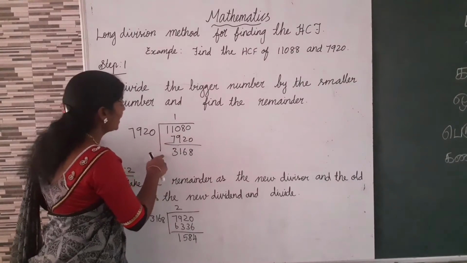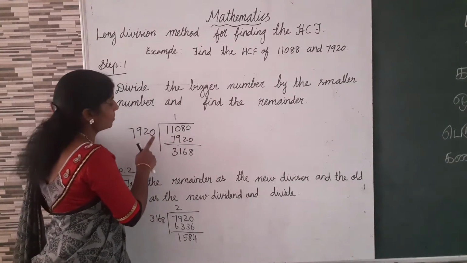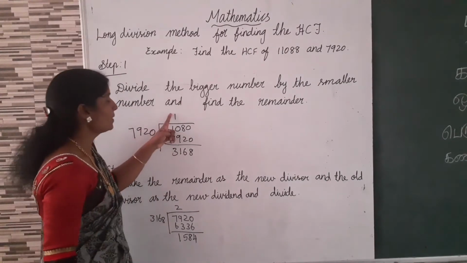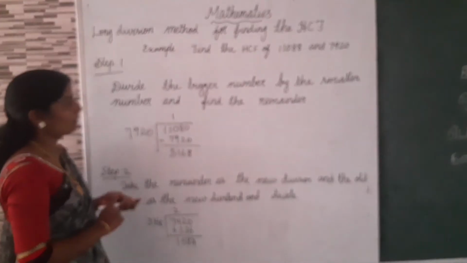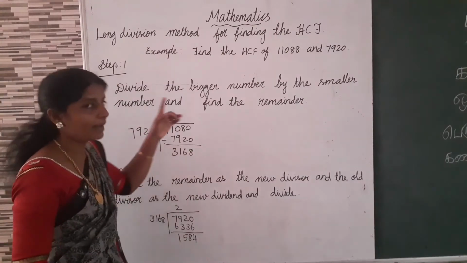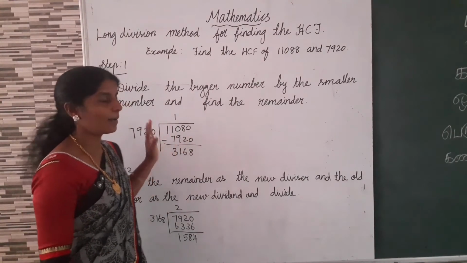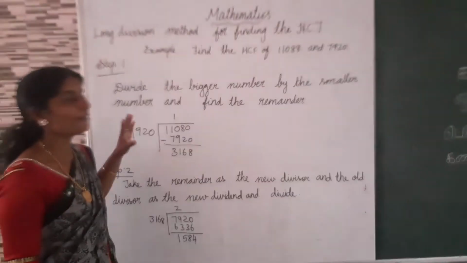11,088 divided by 7,920 goes only one time, so we subtract 7,920. What's the remainder? 3,168. We choose the bigger number, divide by the smaller number, and you will get one new remainder. This is the first step.